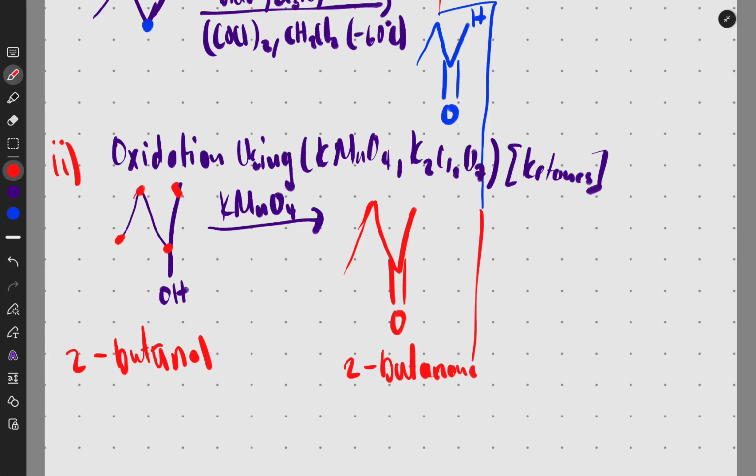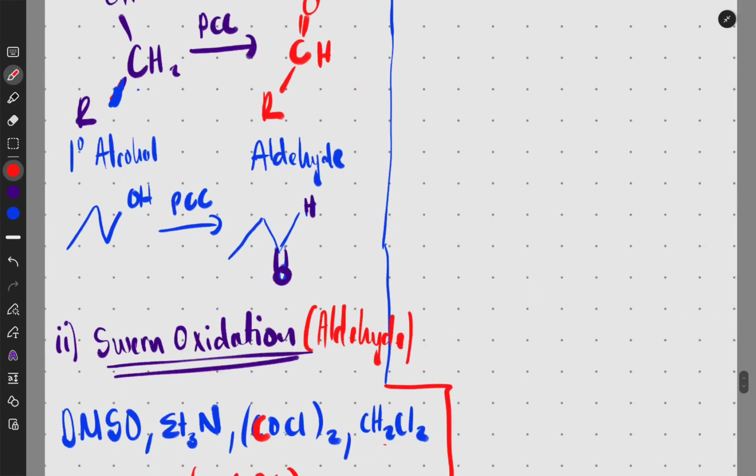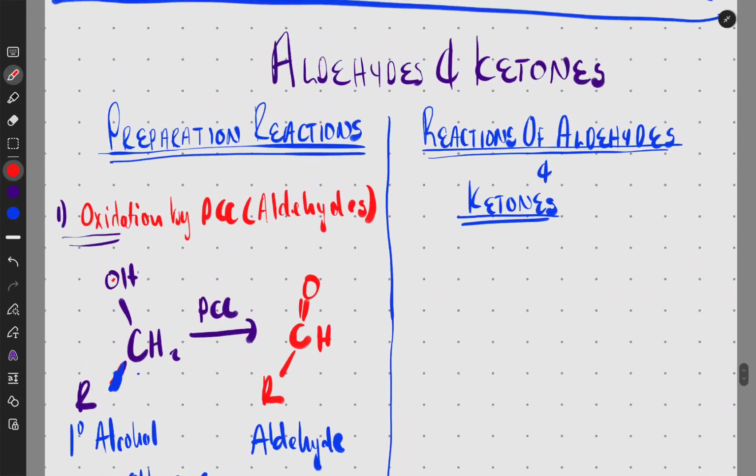And that's just it, okay? These are the oxidations for aldehydes and ketones, and you are done. That's how you make them, okay? Now we're going to the next thing.